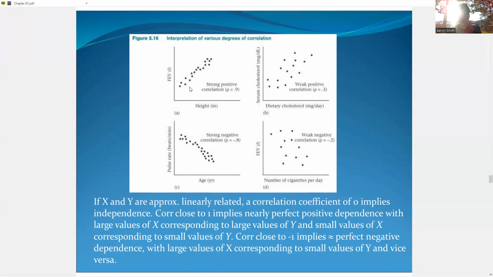So here, this is strong positive correlation. You can see that it looks like a line going uphill from left to right. Strong negative correlation, you can see it's going downhill, approximately a line. Here we have a weak negative correlation. Here we have a weak positive correlation. You can see it looks more like a cloud than a straight line.